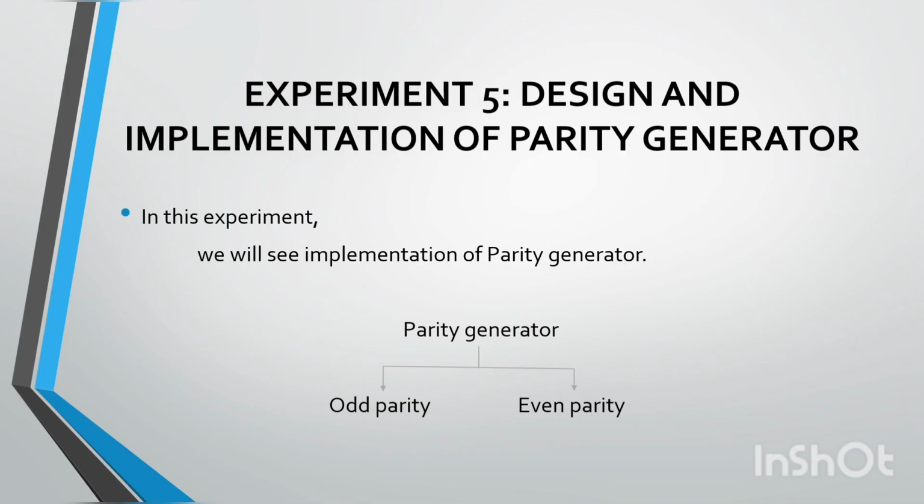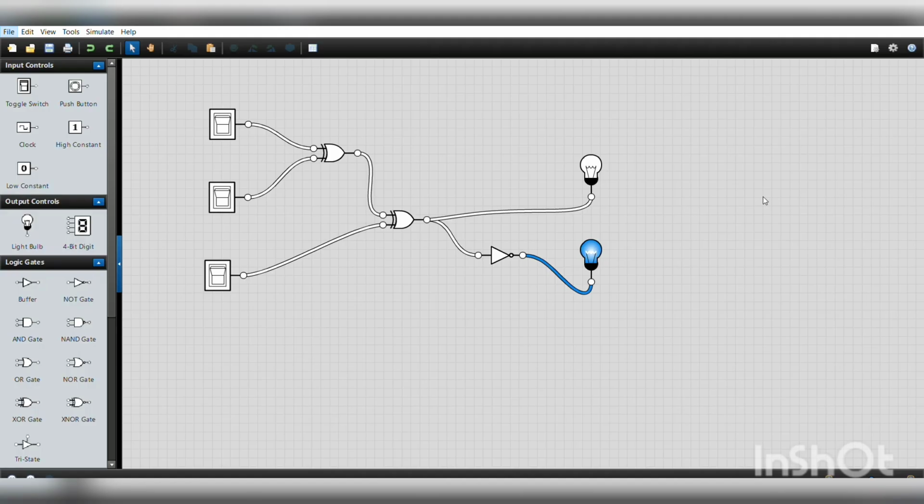So let's discuss the fifth experiment, which is nothing but the design and implementation of the parity generator. So in this experiment, we will see the implementation of the parity generator. Parity generator is of two types, odd parity generator and even parity generator. This circuit diagram shows the parity generator, out of which the first output is the even parity and the second output is the odd parity.